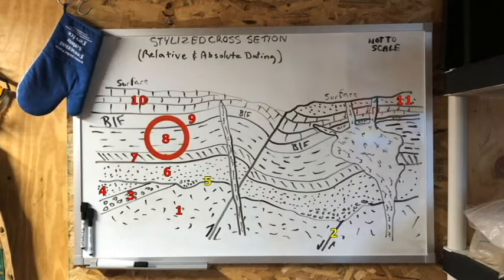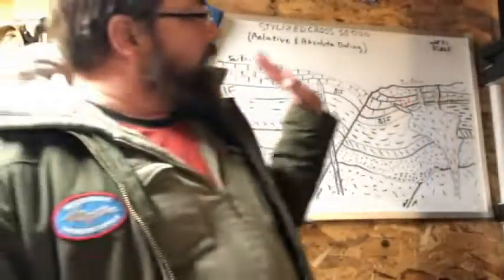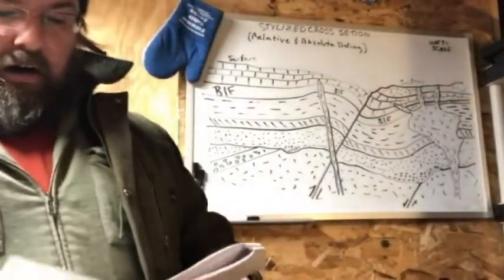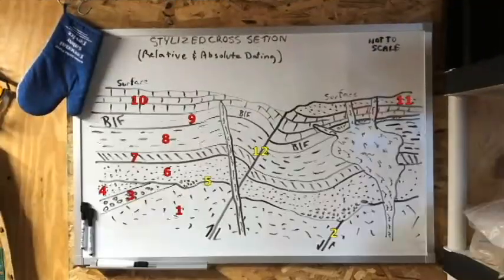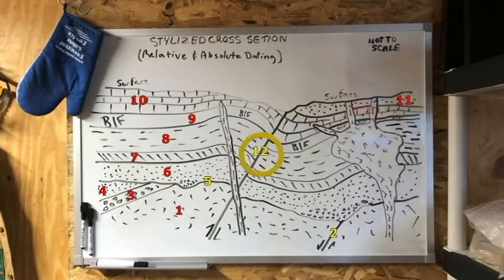And then we have our slate, which is number 8, our BIF, which is number 9, our dolostone, which is number 10, and our sandstone, which is number 11. We have no reason to think it's not. All right, so now we've got all of our sedimentary units down in this model, but we're still not done. We have this big fault right here. This is number 12 in the order of events.